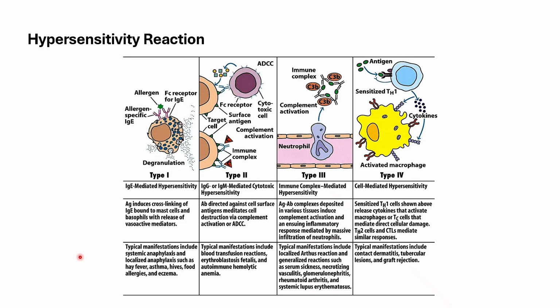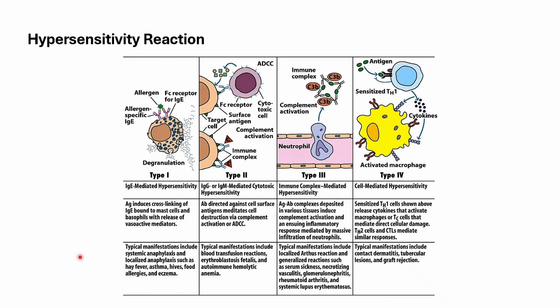We have the type 2 hypersensitivity, which is mediated by IgG or IgM antibodies. An example of this hypersensitivity reaction is hemolytic anemia. So the body will produce antibodies directed against cell surface antigens, and this will lead to cell destruction by antibody-dependent cellular toxicity or membrane attack complex formation.